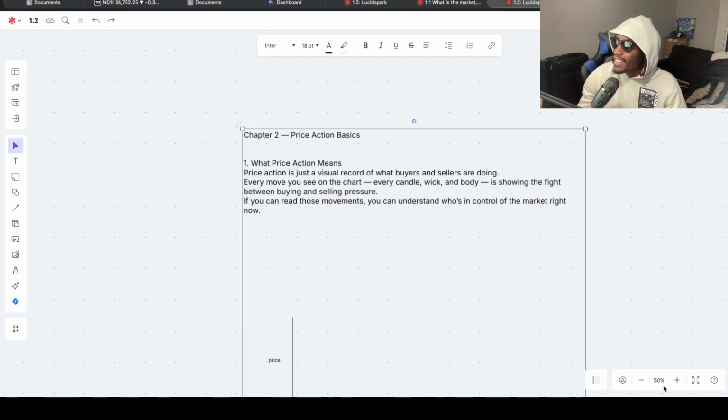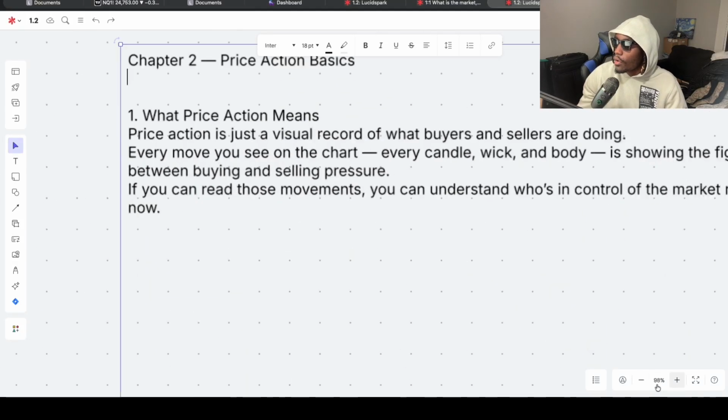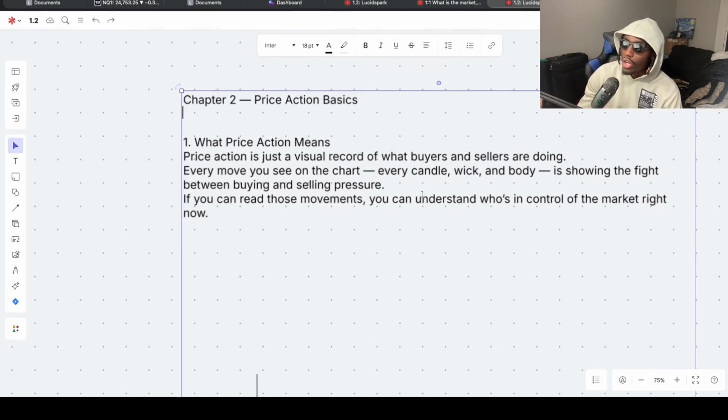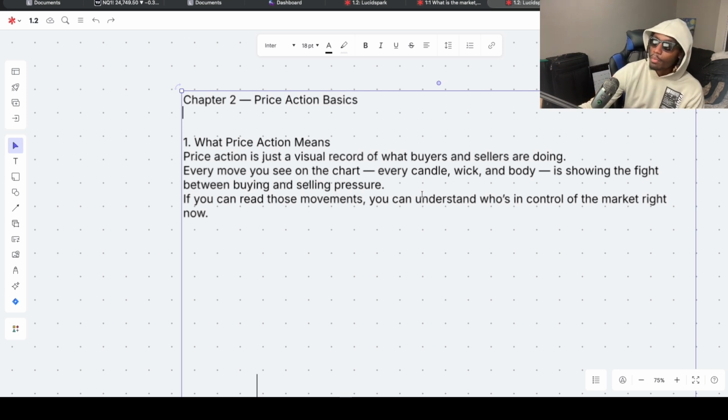So, what does price action mean? First of all, price action is a visual record of what buyers and sellers are already doing. Every move that you see in the charts, every candle, every wick, every body is showing the fight between buying and selling pressure. So it's constantly a fight between the bulls and the bears. Bulls are the people driving the market higher, and the bears are the people moving the market lower. So bullish means up, bearish means down.